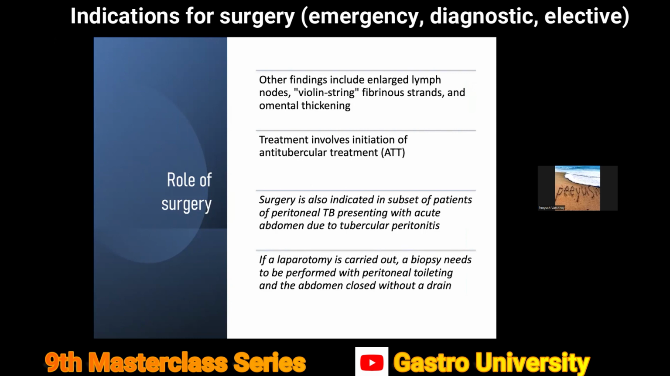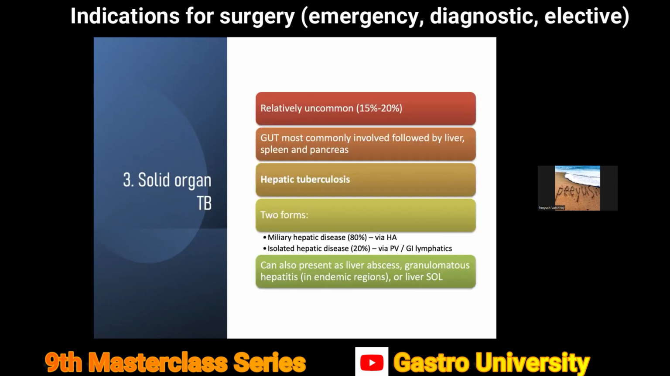In that case, only lavage is done, and biopsy needs to be performed with peritoneal biopsy, and the abdomen is closed usually without a drain, because the ascites will keep on forming and it will keep on coming from the drain. So usually a drain is not placed, or if a drain is placed, a very thin bore drain is placed till the wound is healed, and then it can be removed once the wound is healed.